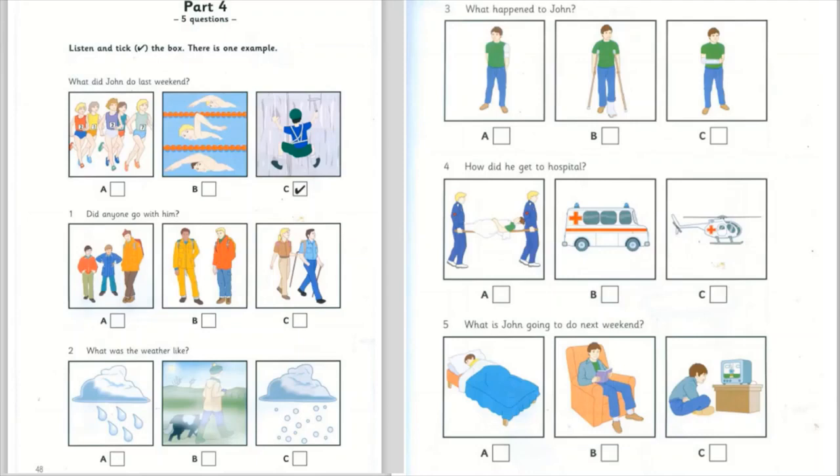5. What is John going to do next weekend? Then I spent 3 days in bed in hospital. Well, what are you going to do next weekend? Stay at home and watch television? I'm going to stay in my armchair and read a book. That's not dangerous. I think you're right. That is the end of part 4.